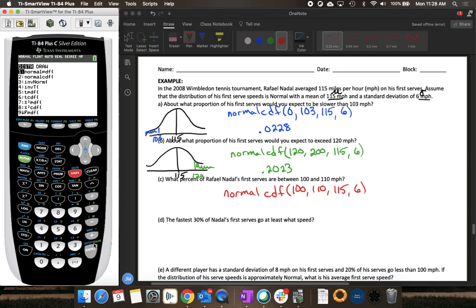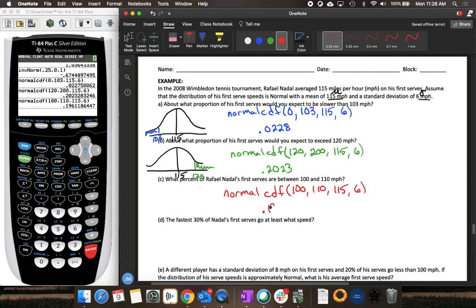So let's go back in, choose normal CDF. Lower is 100, upper is 110. Mean and standard deviation will leave the same. So it looks like a little bit less than 20%, so 0.1961, so 19.61% of his serves would be between 100 and 110.